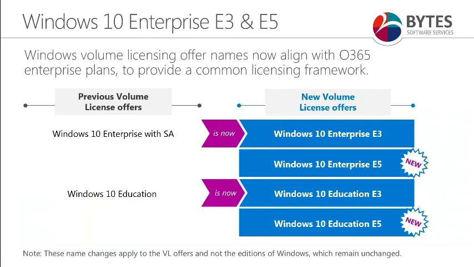Microsoft have renamed Windows 10 Enterprise with software assurance to Windows 10 Enterprise E3, and they've released a new Windows 10 Enterprise E5 offering, which includes Windows Defender Advanced Threat Protection. For education, we've got a similar offering, so it's Windows 10 Education E3 and Windows 10 Education E5, which includes the same functionality as the Enterprise Edition.